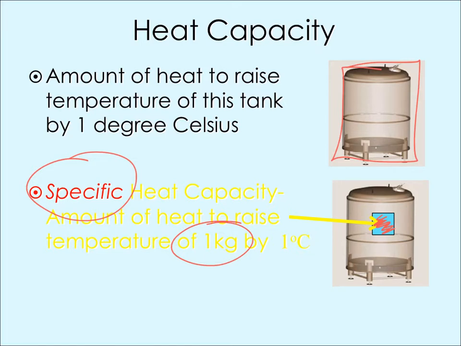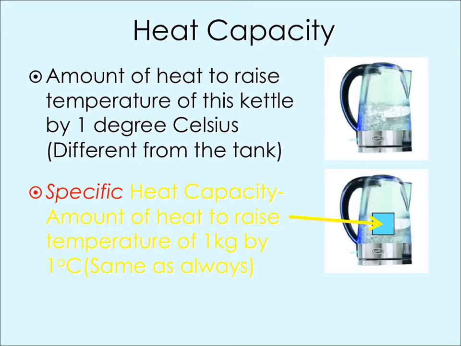So the heat capacity of a boiler is different from a kettle, but the specific heat capacity is the same because it's the same kilo. So boiler, kettle, exactly the same, if you've got the specific heat capacity of 1 kilo. So it's the amount of heat energy to raise 1 kilogram by 1 degree.